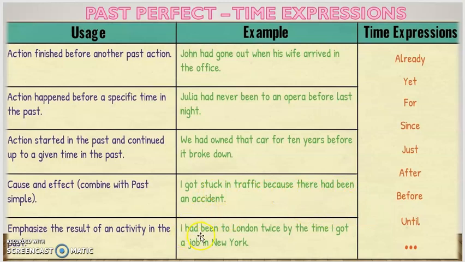The final example is that I had been to London twice by the time I got a job in New York. Yo había ido a Londres o había estado en Londres 2 veces para el momento en que obtuve o conseguí trabajo en Nueva York. Okay, so you can analyze the situations or the examples according to the usage. Remember that you can use these time expressions in the past perfect to complement the sentences.